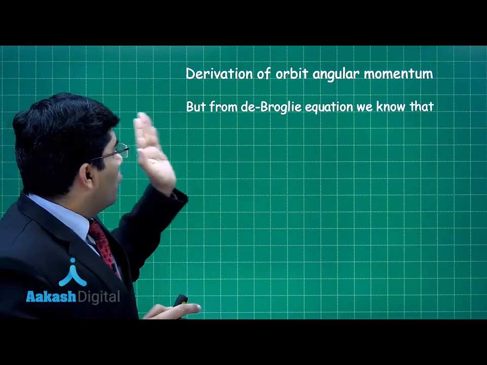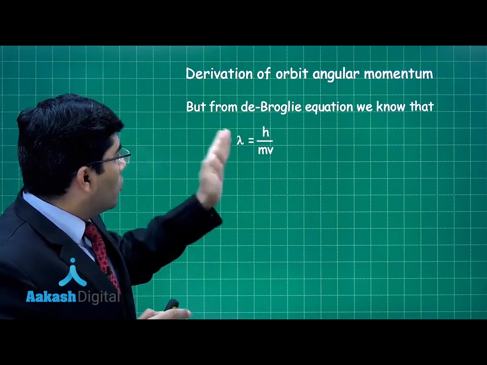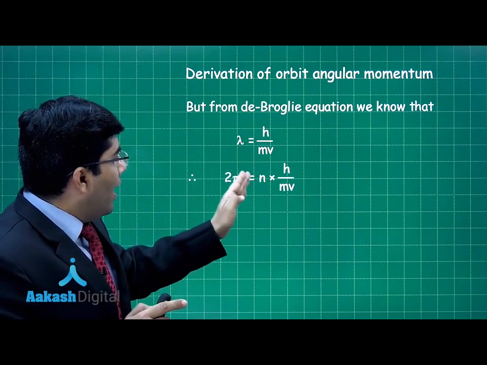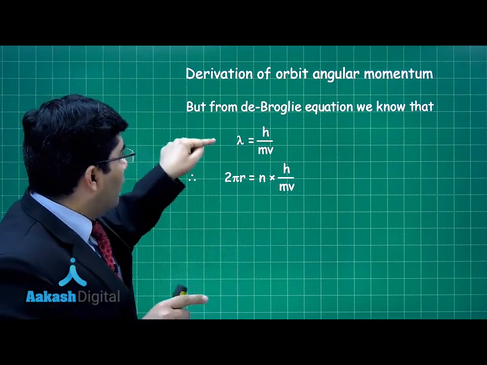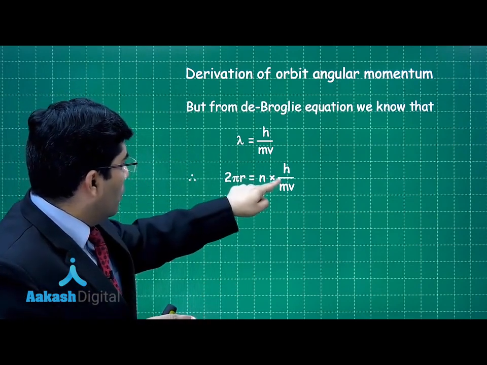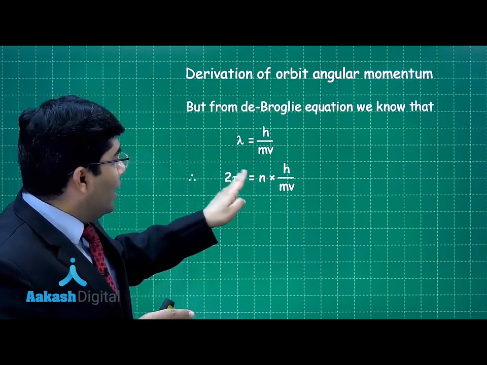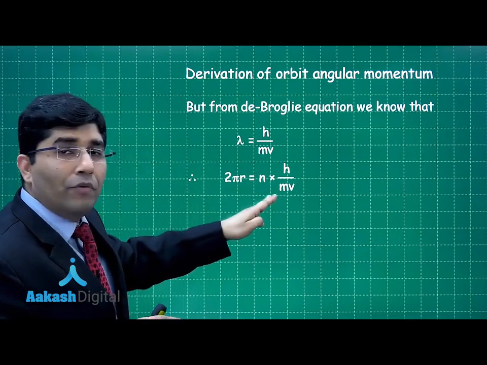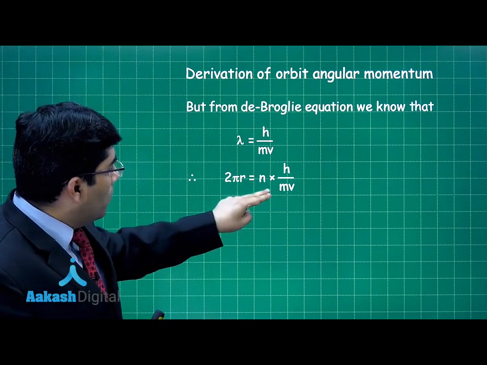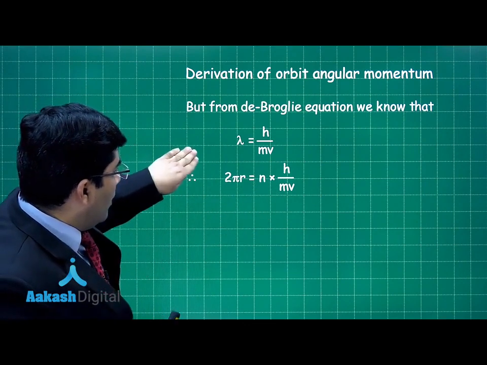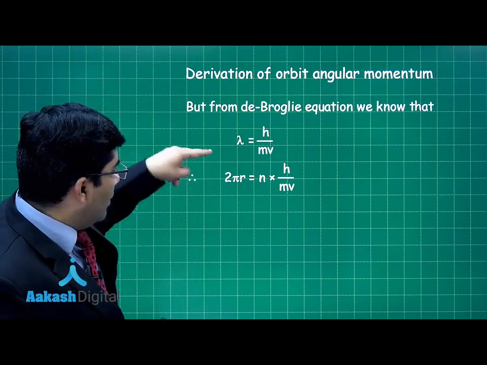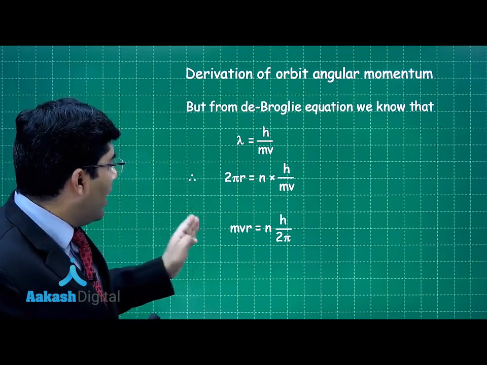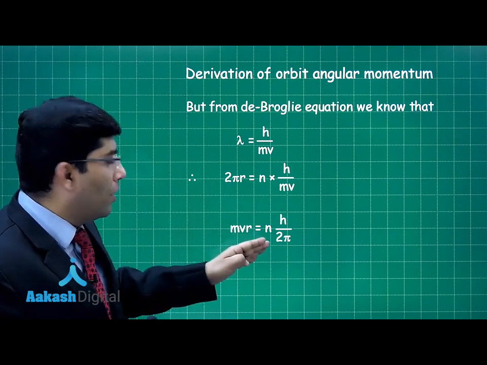From the de Broglie wave equation, we know that lambda is equal to h upon mv. So what we will do: 2 pi r is equal to n lambda, and we put the value of lambda here. Now 2 pi r is equal to n into h upon mv. Now we multiply mv on the left-hand side and 2 pi on the right-hand side. So we get mvr is equal to nh upon 2 pi.